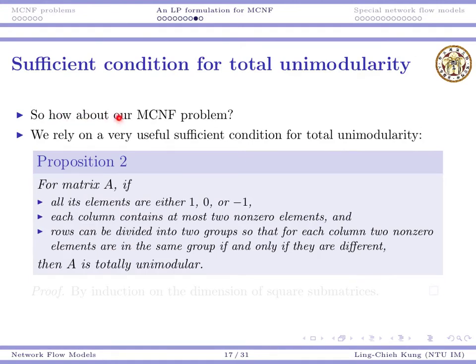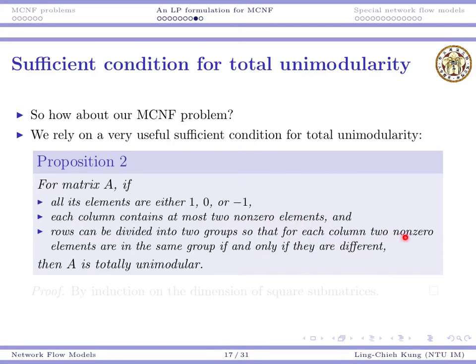Okay, so how about our MCNF problems? We need to make sure that our MCNF problem has a totally unimodular coefficient matrix. One thing we will rely on is this sufficient condition for total unimodularity. Given a matrix A, suppose all its elements are 1, 0, or minus 1, and each column contains at most 2 non-zero elements, and those rows can be divided into 2 groups, so that for each column, we know for each column there are at most 2 non-zero elements, right?